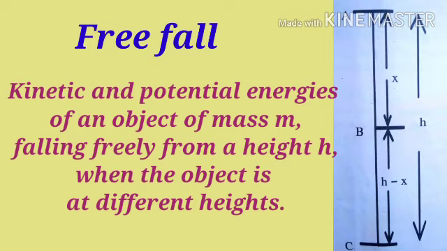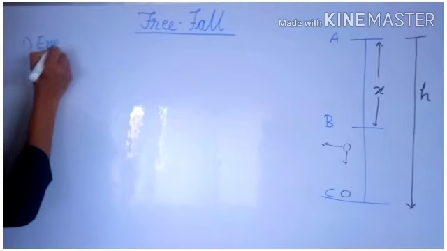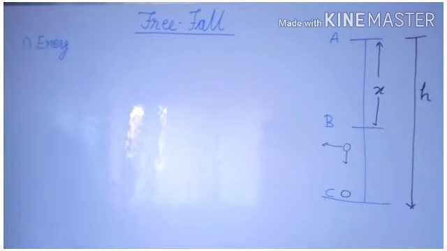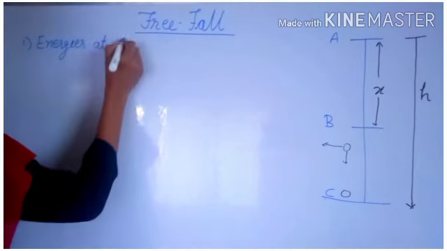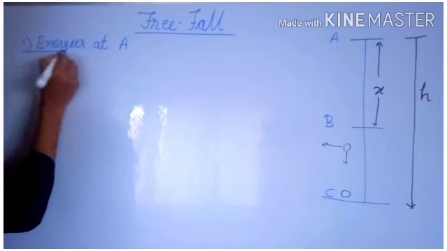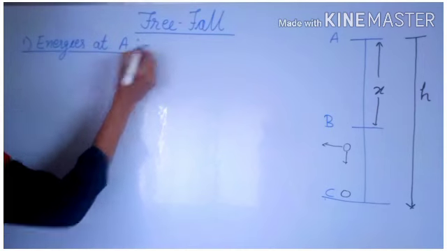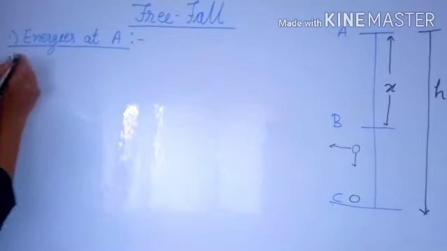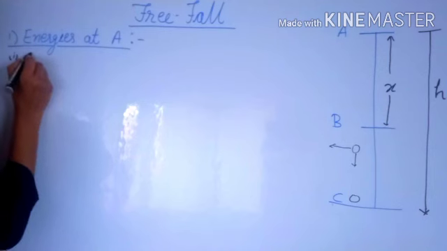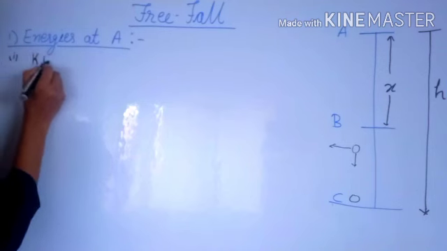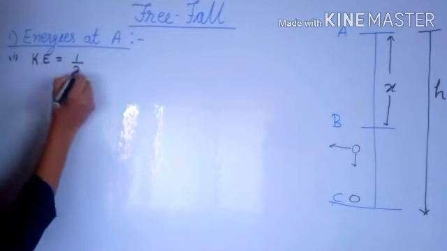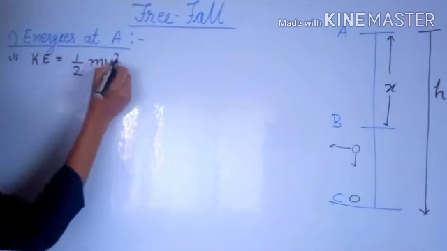Let us find out the kinetic and potential energies of an object of mass m falling freely from a height h when the object is at different heights. Energies at point A. First we'll find out the kinetic energy. The formula of the kinetic energy is half mv square.